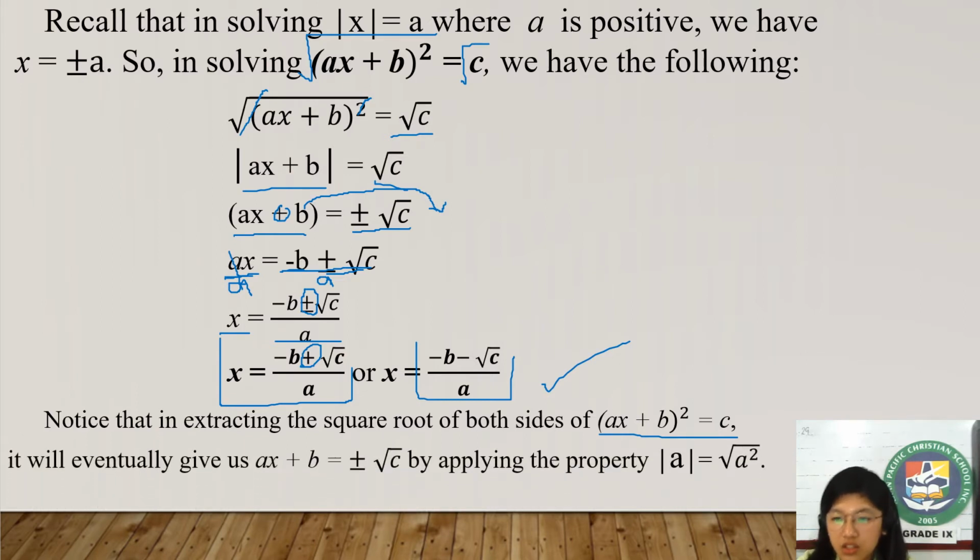And notice that in extracting the square root of both sides of (ax + b)² = c, it will eventually give us ax + b is equal to positive and negative square root of c by applying the property of the absolute value of a is equal to the square root of a squared.